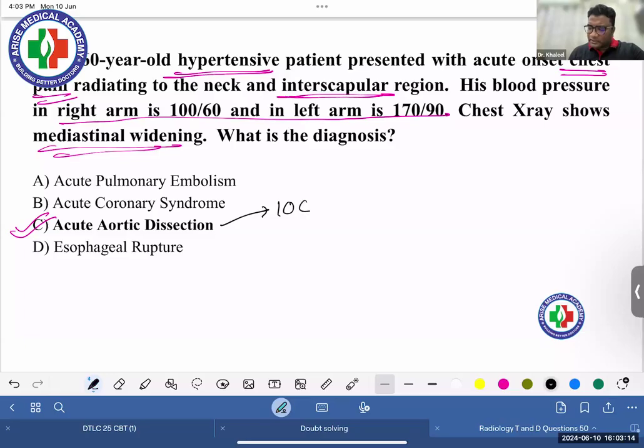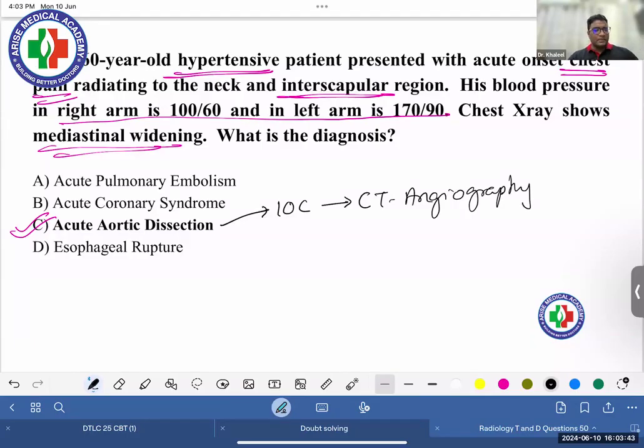What is the investigation of choice for aortic dissection? If I ask you, instead of asking a diagnosis, what is your preferred investigation to be done in this patient, or what is the investigation of choice for this patient? What would your answer be? What is the investigation of choice for acute aortic dissection? You go for CT angiography. For aortic dissection and pulmonary thromboembolism, the investigation of choice is CT angiography.